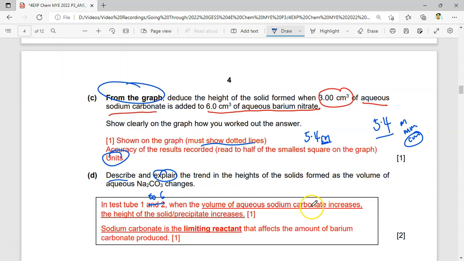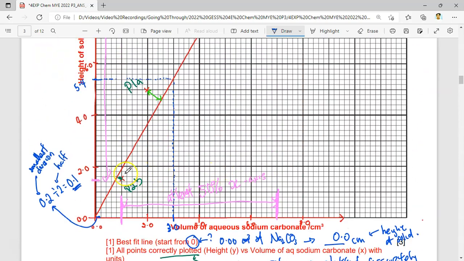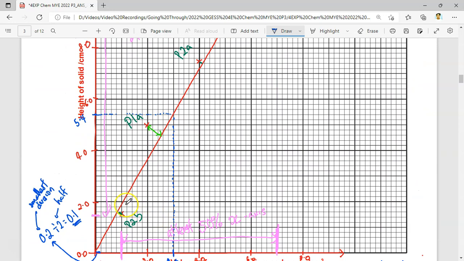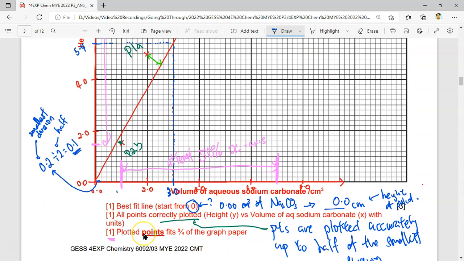as the volume of sodium carbonate increases, so maybe I can start from my graph, because the trend is generally from a graph, right? In actual fact, you should be using data from a graph. So, when sodium carbonate is 1.0, actually my reading here will be 1.9.